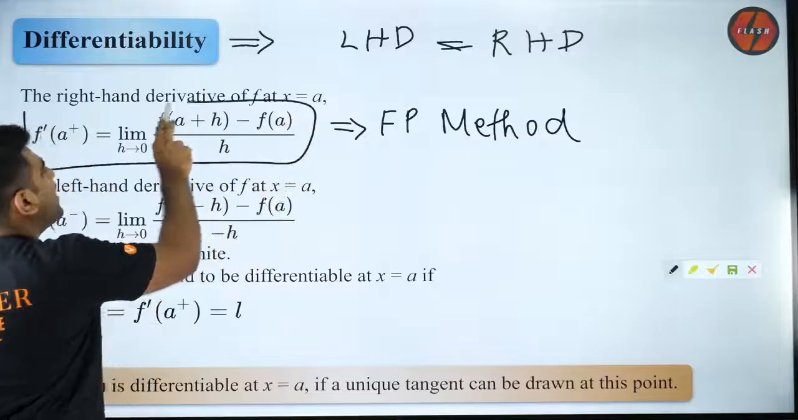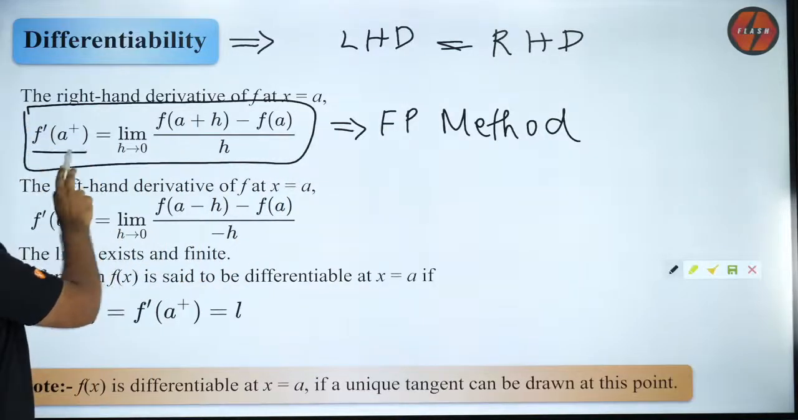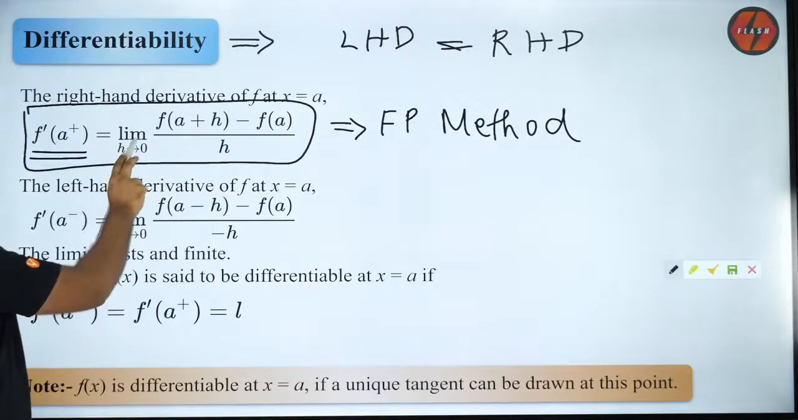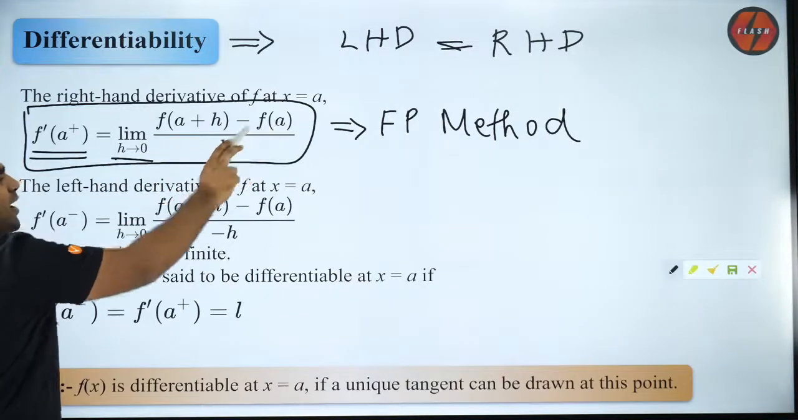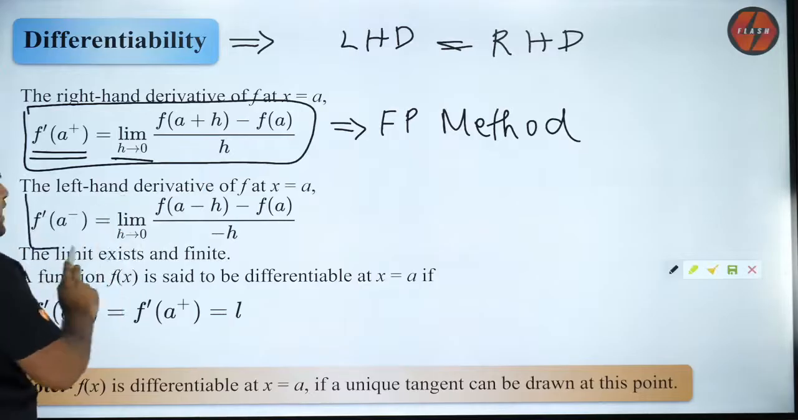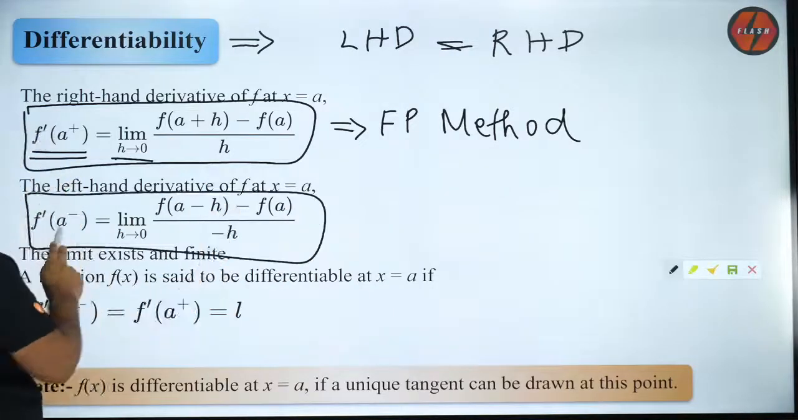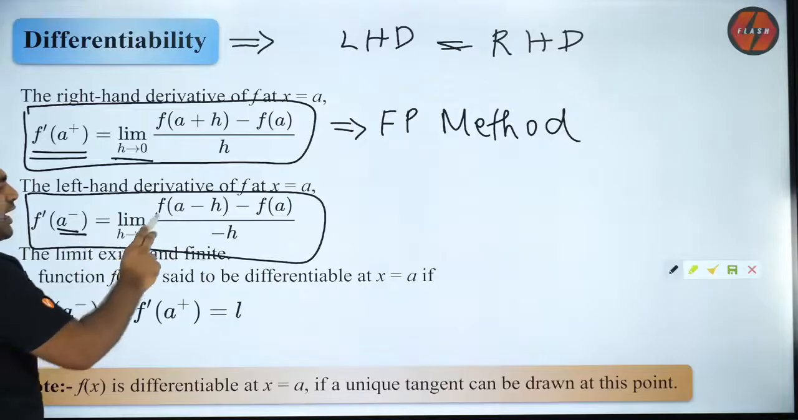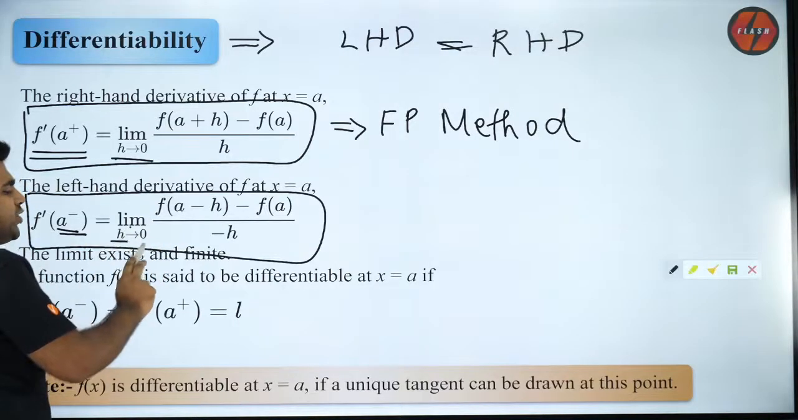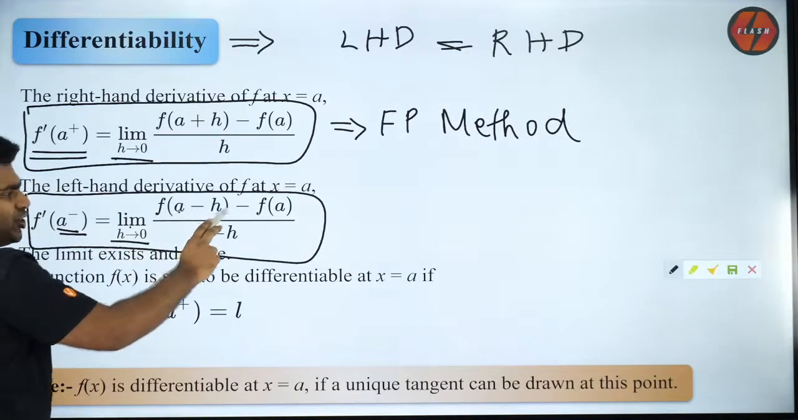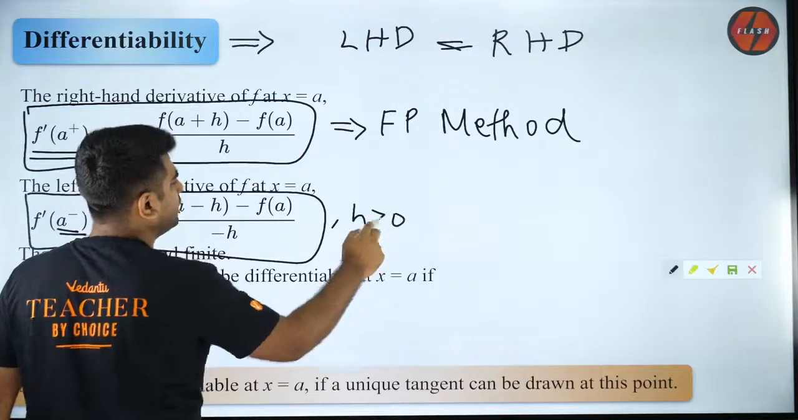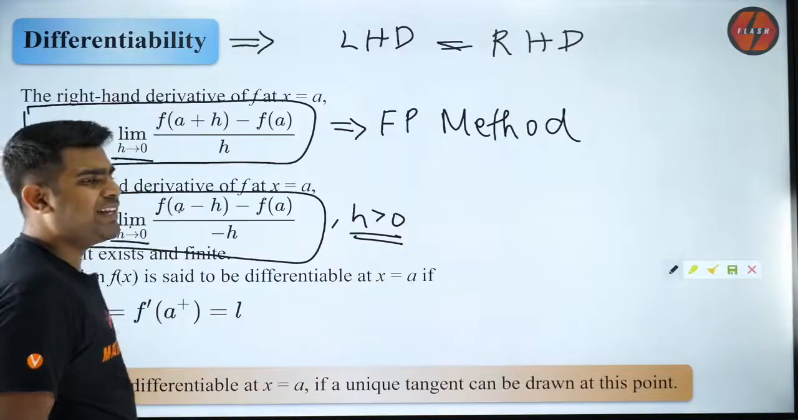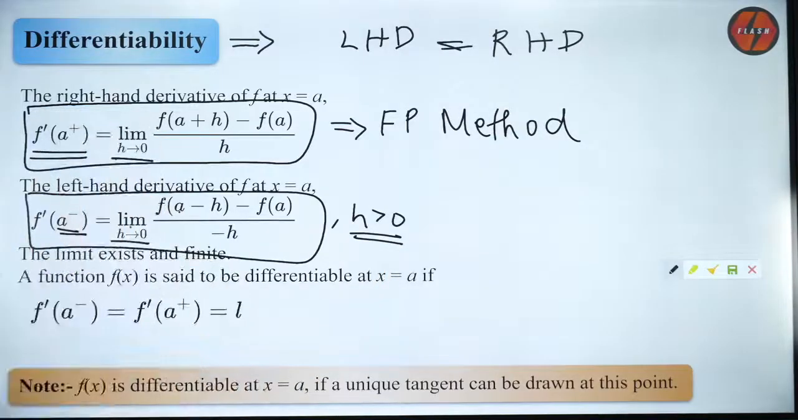Okay. So this is how your derivative is defined. So f dash of a plus is equal to limit h tending to 0 f of a plus h minus f of a by h. And this is your left hand derivative. Left hand derivative means you see f dash of a minus, and that will be limit h tending to 0, f of a minus h minus f of a by minus h. And please note here h is positive. Okay, you should know that h is positive. Please make a note of this. I will show you how to apply it in a question.